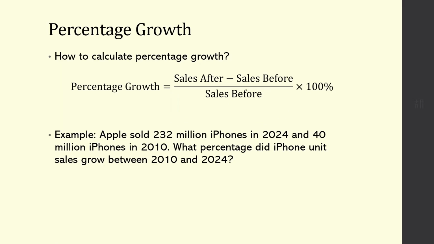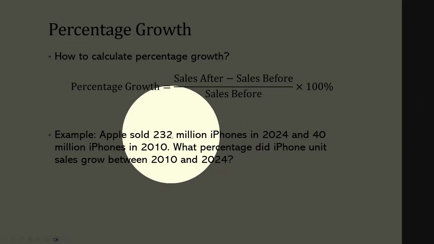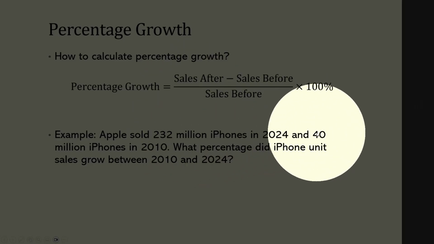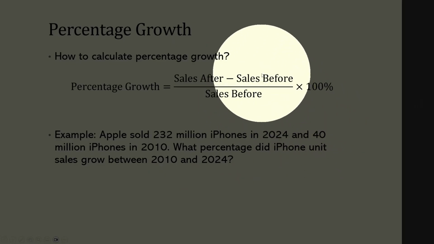Here's an example. Apple sold 232 million iPhones in 2024 and 40 million iPhones in 2010. So what percentage did iPhone unit sales grow between 2010 and 2024? So if you look at these numbers, 232 million, this is the unit sales after, and 40 million, this is the unit sales before. It will enter the equation in 2 places.